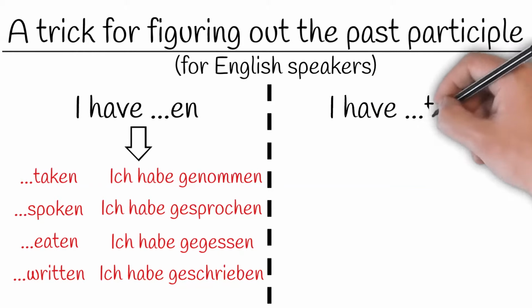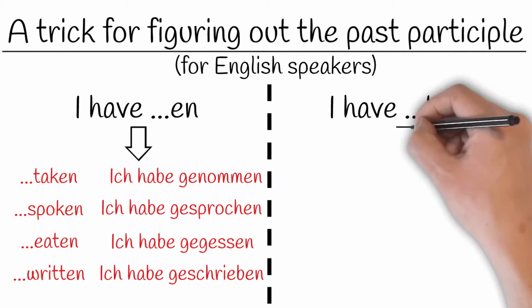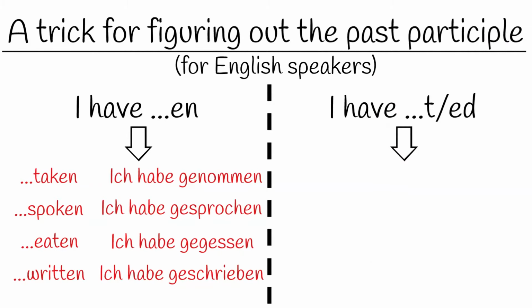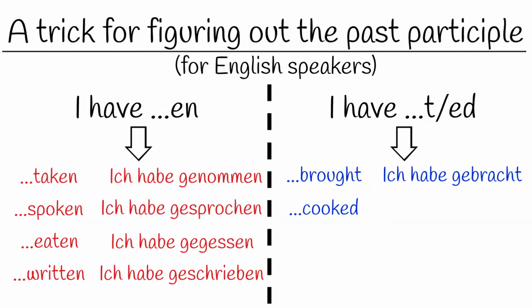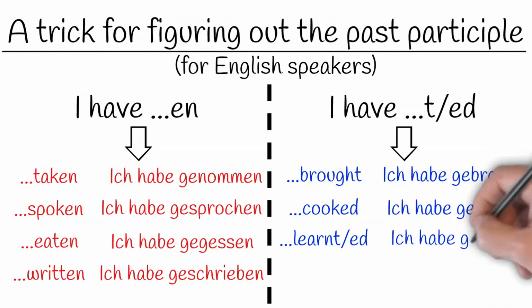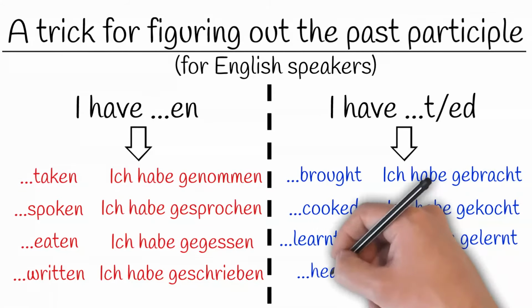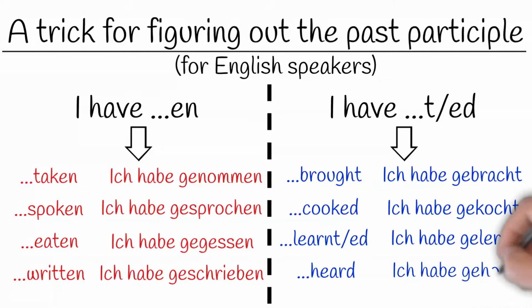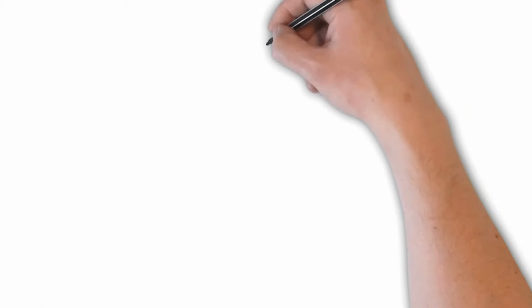On the other side of the page, if you look at English verbs and in the past tense form they have a T or an ED, then most likely in German they've got a T. I have brought. Ich habe gebracht. I have cooked. Ich habe gekocht. I have learnt or learned. Ich habe gelernt. I have heard. Ich habe gehört.